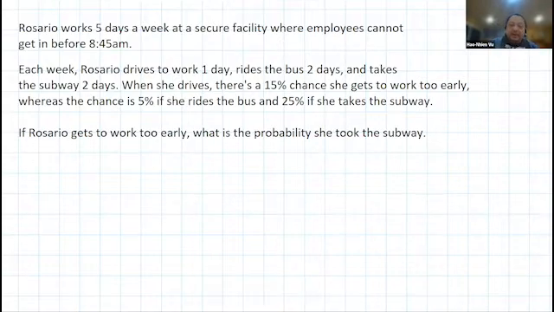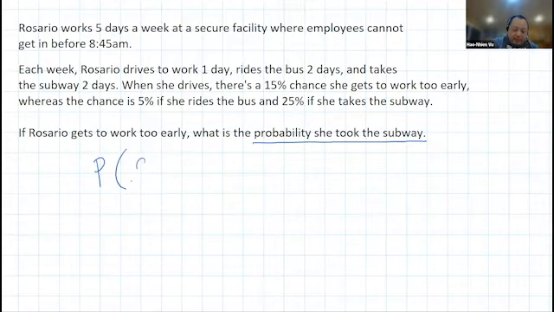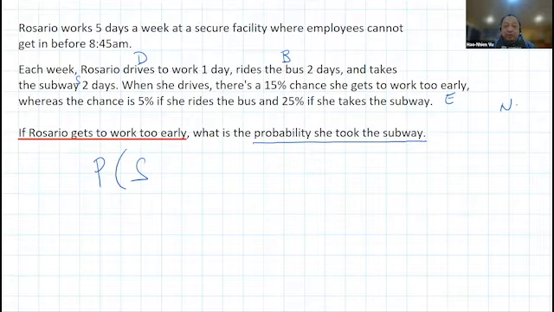Why is this a conditional probability problem? It is a probability problem because the question asks for the probability that she takes a subway. Let's use the word D for drive, B for bus, and S for subway, and E for being early, and maybe N for being not early. So the question is the probability she took the subway. But it's not just P of S. It's P of S knowing that Rosario gets to work too early. So it's P of S given that she got to work early. That makes it a conditional probability problem.